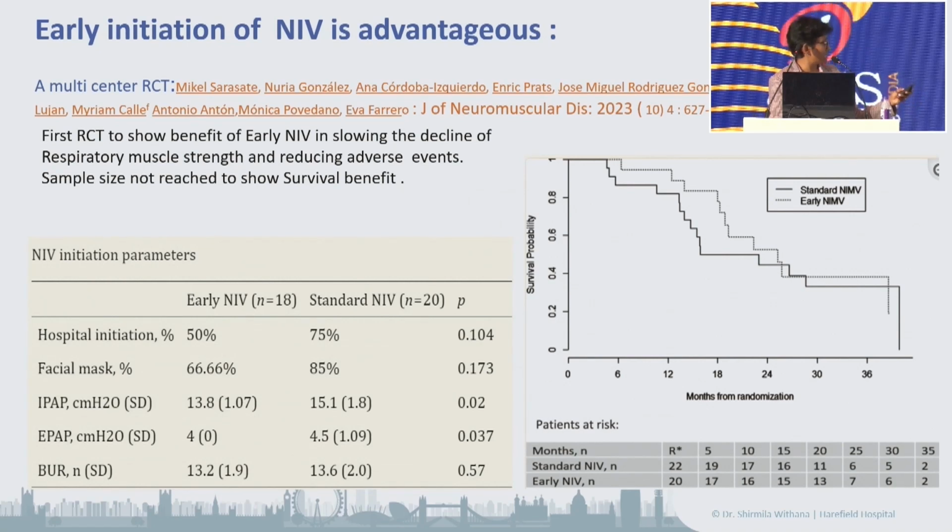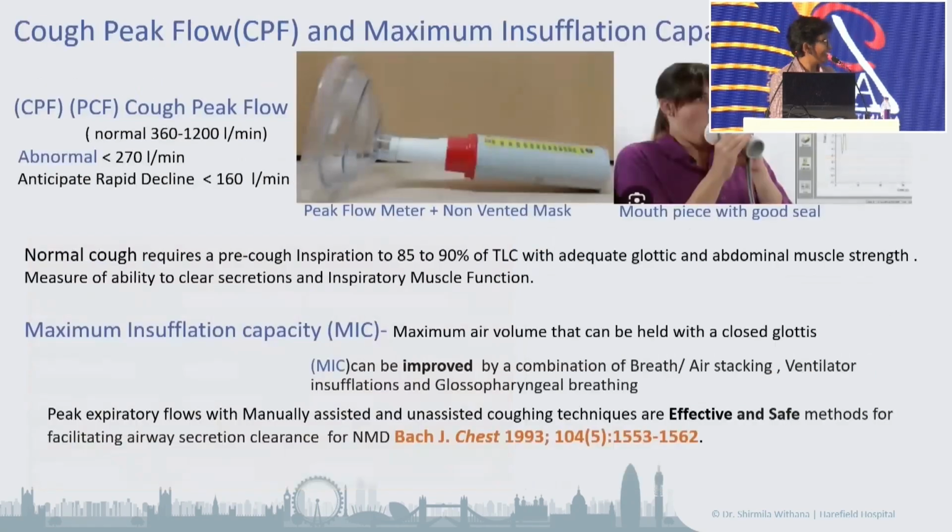This slide is data published last year. An RCT to show you that patients who are started early have a survival advantage up to about 2 years. Now, 2 years is a lot of time for this group of patients who are rapidly deteriorating, and I'm also showing you this data to show you what the IPAP, EPAP values are.